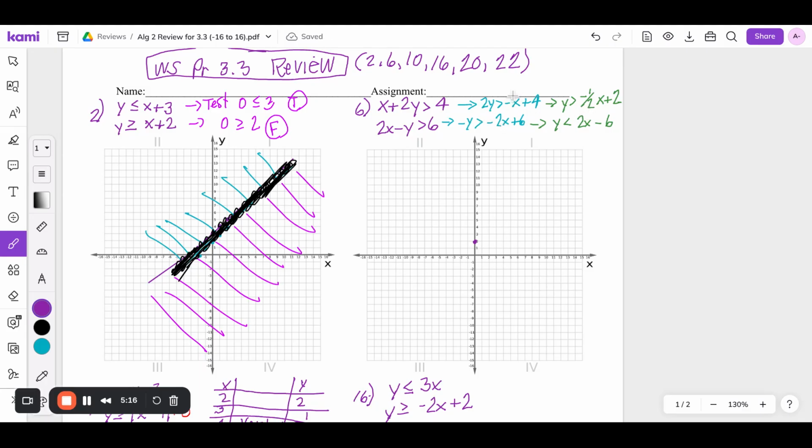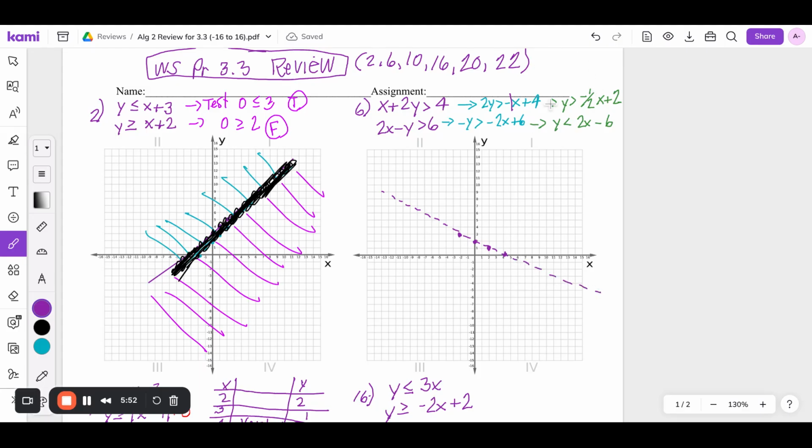Now remember, there was a 1 in front of this x, so when you divide by the 2, this is a half, okay? So I'm going down 1 to the right 2, because the slope is negative, down 1 to the right 2. Or I could go up 1 to the left 2. And you're going to draw that line. Now it is dashed, so as best as I can, I'm going to draw my dashed line right through there.